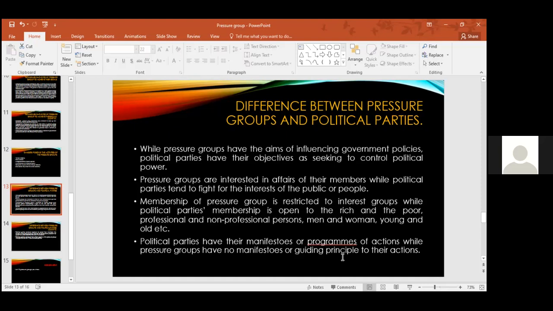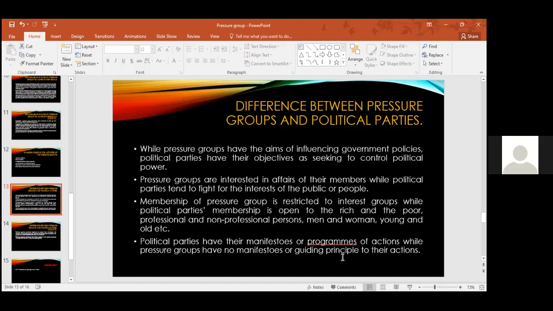Number four, political parties have their manifestos or programs of action, while pressure groups have no manifestos or guiding principles to their action. Now, I want us to understand this very clearly. I will explain it so you won't make a mistake with it. When we say political parties have manifestos, I explained what a manifesto is in the last class. That's the roadmap of what the political party wants to do when they get into power. So they actually have a roadmap, a documented program that they want to do when they get into power.